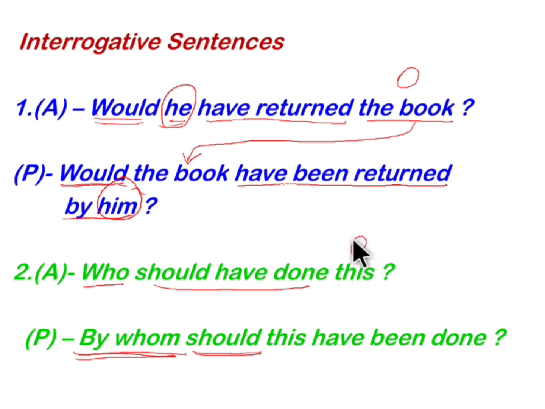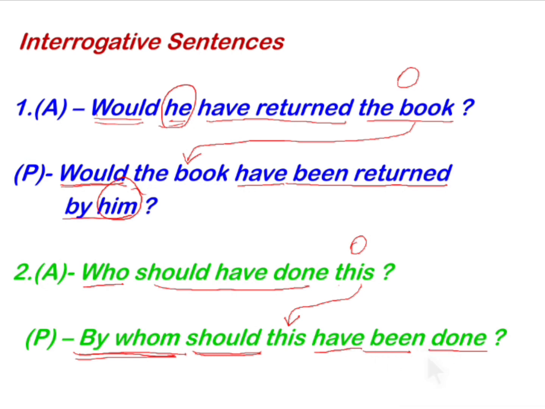This. So this is the object. So this will come here. By whom should this? Then we use the verb that is have, which denotes the perfect tense, and the be verb is been, and the past participle of do is done. So the passive voice is by whom should this have been done?